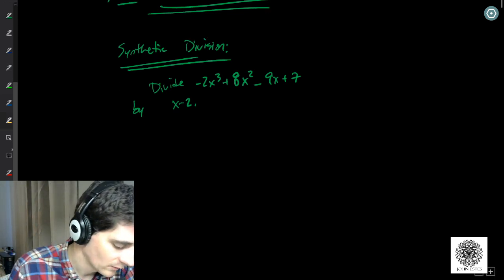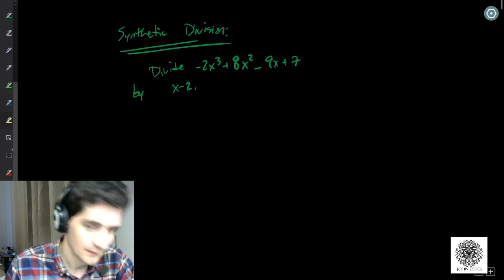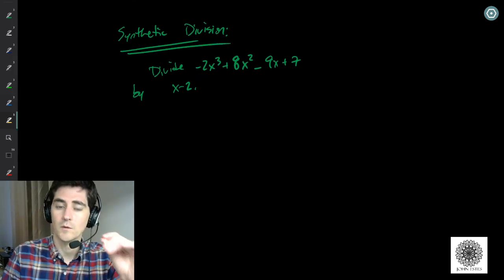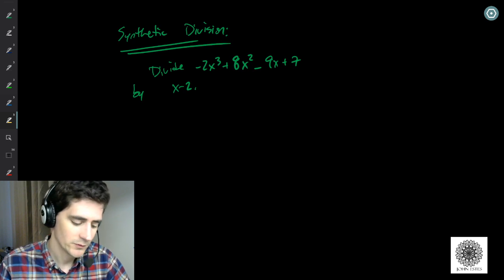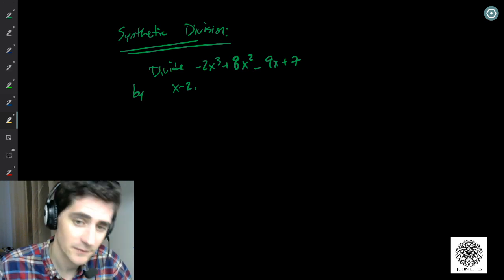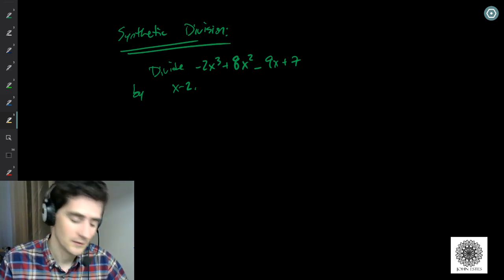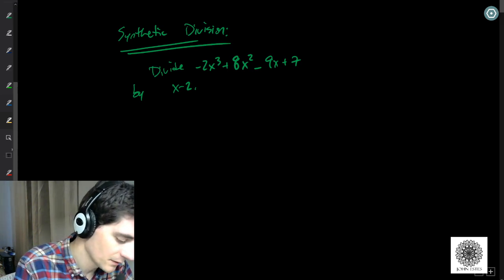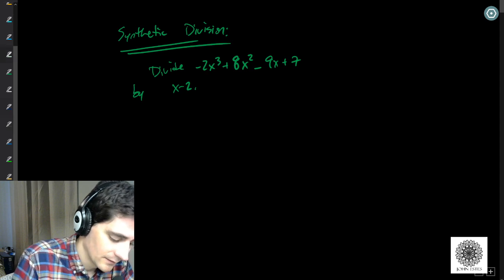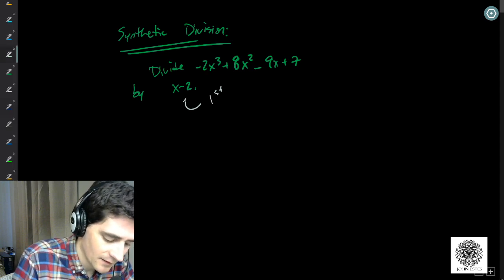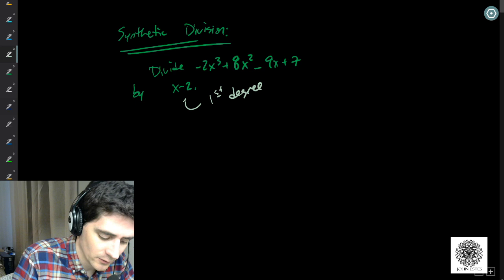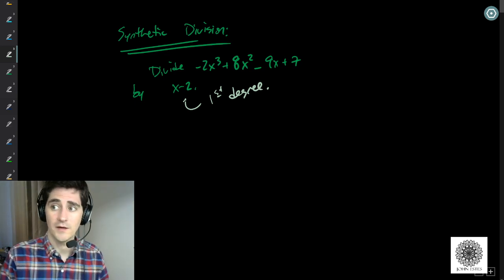All right, so again, what we're doing with synthetic division, and I have another lecture on this in more in-depth detail, but we're doing something like this. We're trying to divide a polynomial by a first degree polynomial. This has to be a first degree polynomial in order to do synthetic division. Otherwise, we have to use long division.